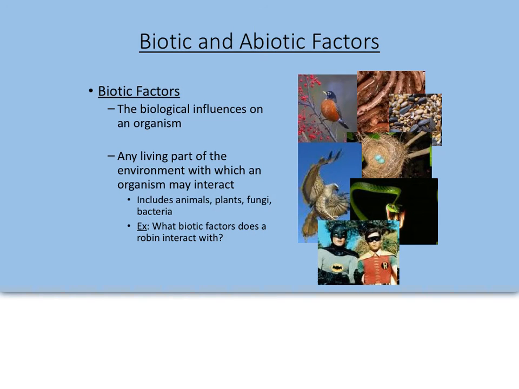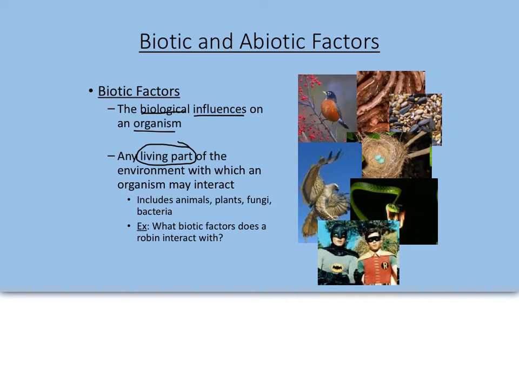Okay, so that last slide mentioned biotic and abiotic factors. Here's what those terms mean. The biotic factors of an organism are all of the biological influences on that organism. So this is everything living in our environment that an organism might interact with. So if we're looking for an organism's biotic factors, we look for anything that is alive or was once alive in the environment around us.